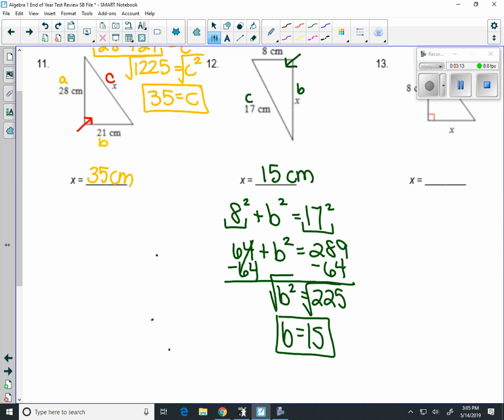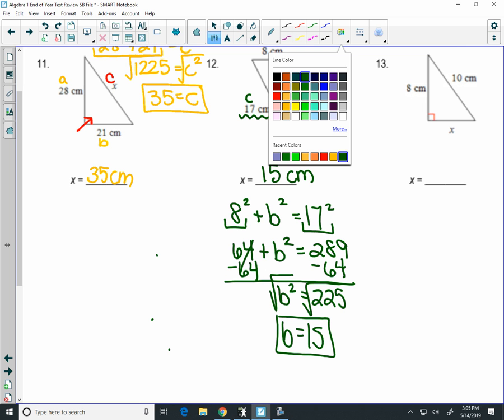Remember, our longest side should be across from our biggest angle. We should not get a number for b that is bigger than our hypotenuse. So that's a good little quick check to make sure your answer is reasonable.